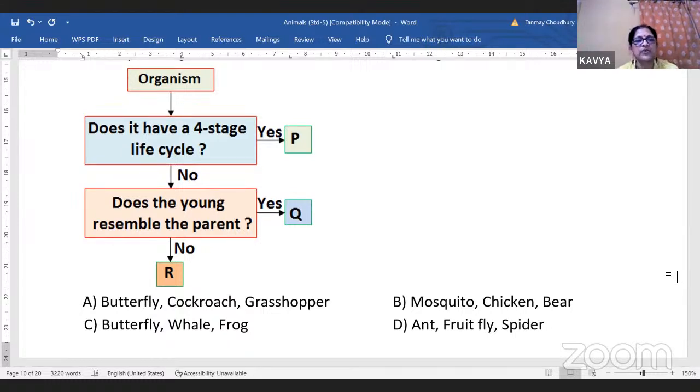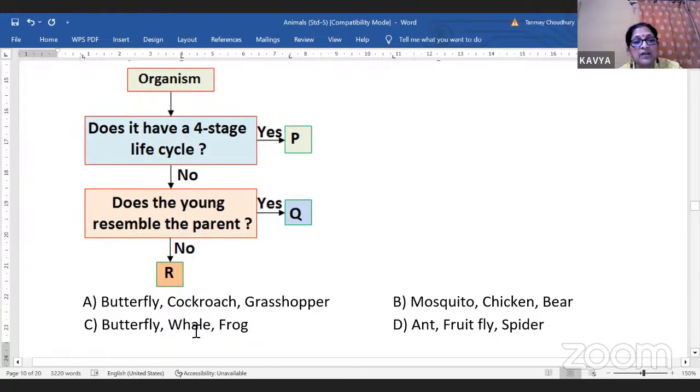Now, it has got a 4-stage life cycle. A butterfly, a housefly, a frog, they all have got a 4-stage life cycle. So here, butterfly. Mosquito cannot be, ant cannot be, butterfly, this one or this one. So does the young one resemble the parent? If it is yes, then it is Q.